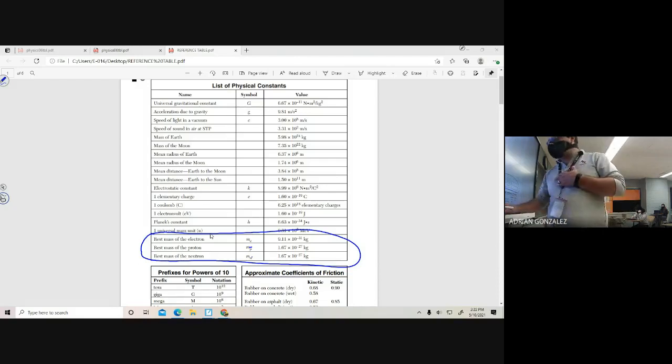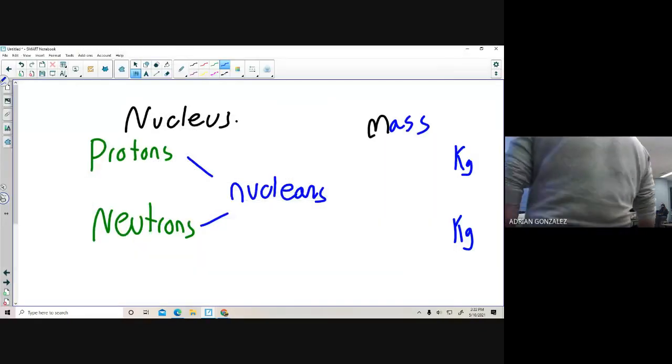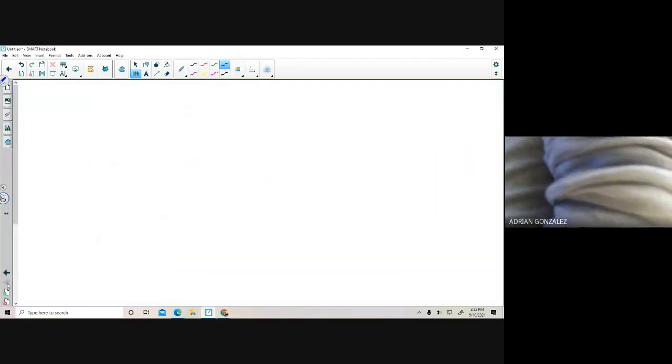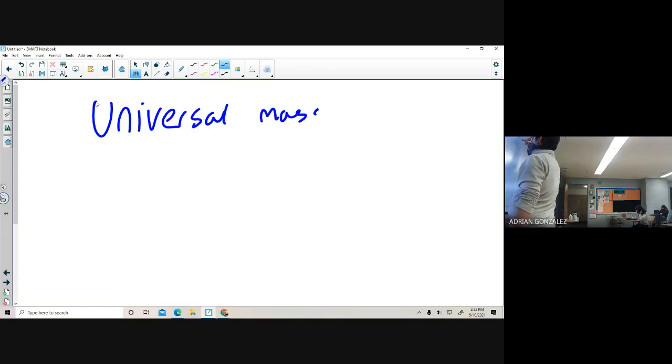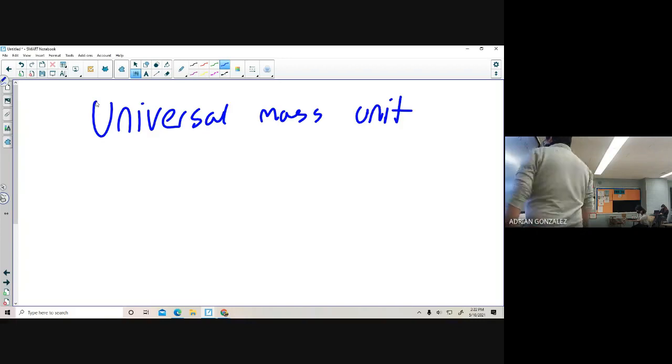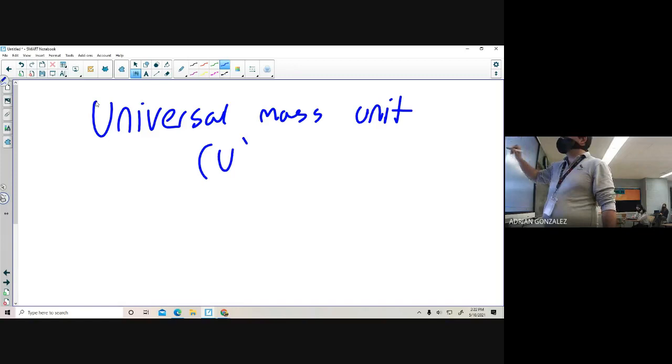We're going to use a unit that's going to make our lives a little bit easier. The unit we're going to use is called a universal mass unit. Universal mass unit is very similar to the atomic mass unit that you guys talked about last year in chem. Now, that's a mouthful, universal mass unit. It's a lot to say. So we should just use the abbreviation of a lowercase u.